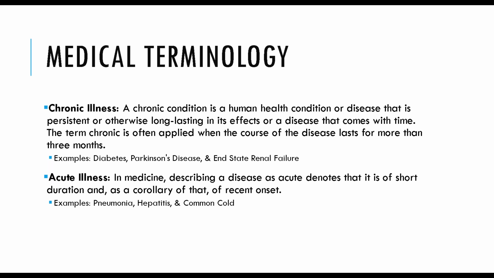In medicine, describing a disease as acute denotes that it is of short duration and, as a corollary of that, of a recent onset. A good example would be pneumonia, hepatitis, and the common cold. These are all curable, they're situational, and when they happen to the individual, they can be treated. So it's very important to know the difference between chronic and acute.